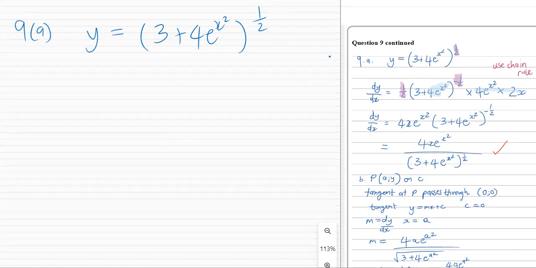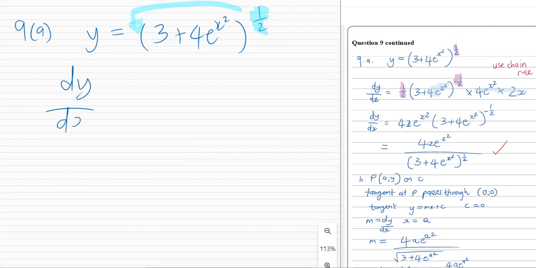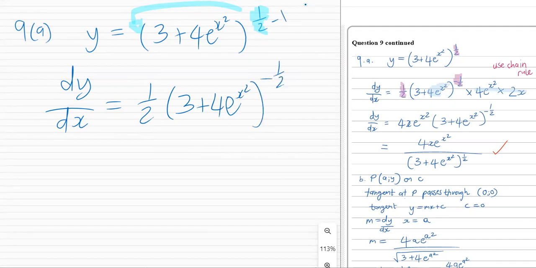From here, we can use the chain rule. The way that I teach the chain rule is just using color. We're deriving, so we first times this by the a value, which is an invisible 1. So our dy dx is going to be a half times by the whole bracket. The whole bracket stays the same. And then the second step is you minus 1 from that. So it'll be to the power of minus a half, because a half minus 1 is minus a half.